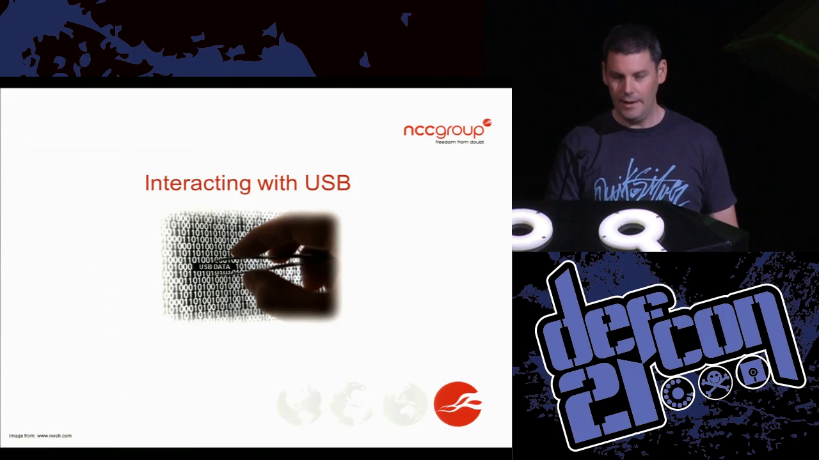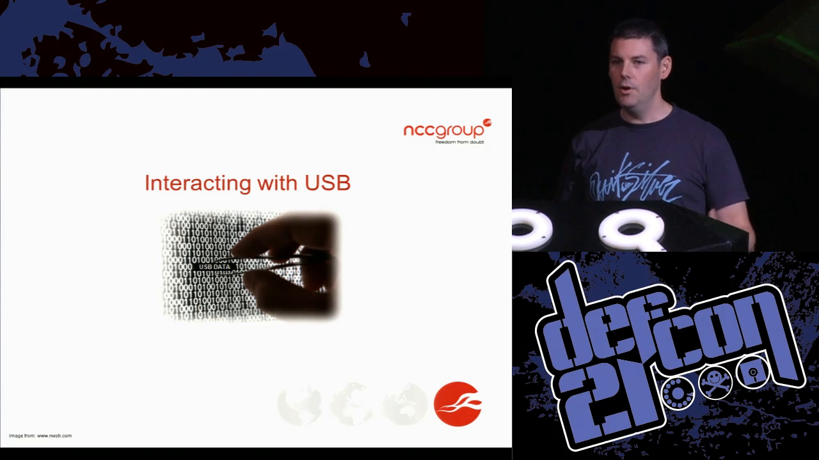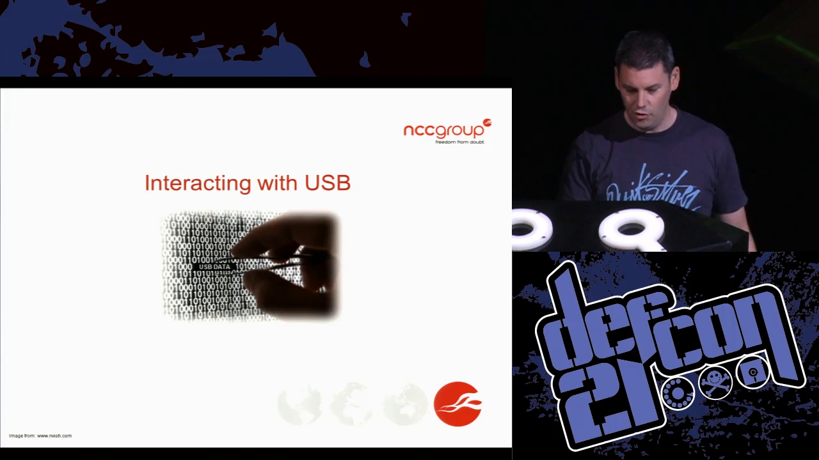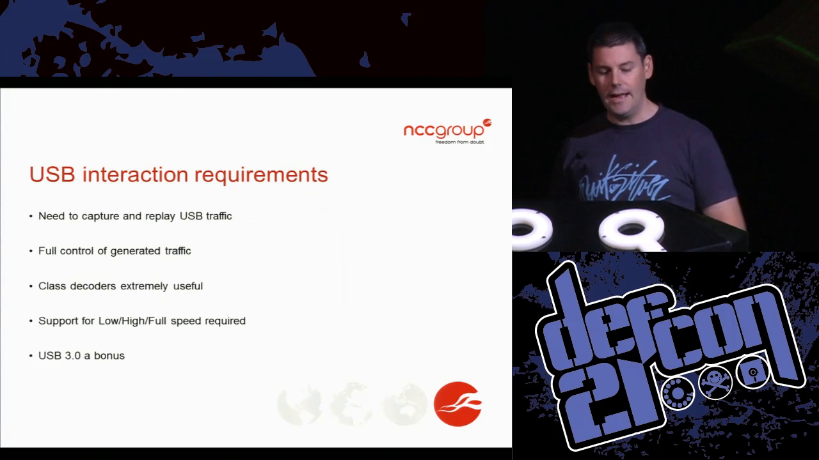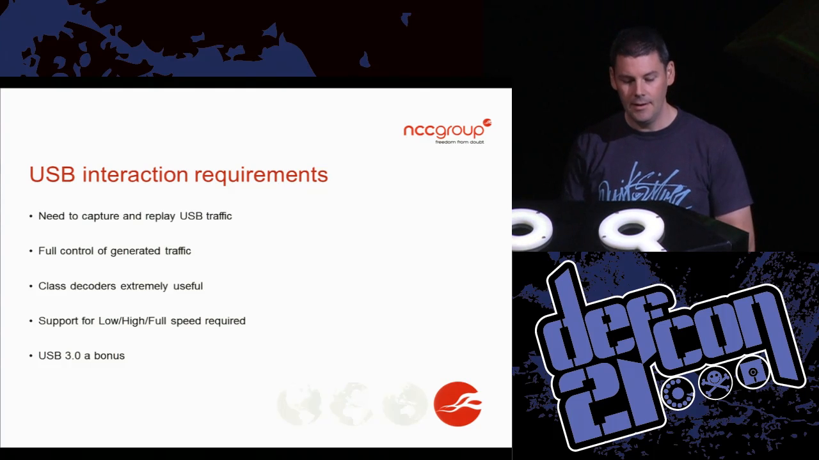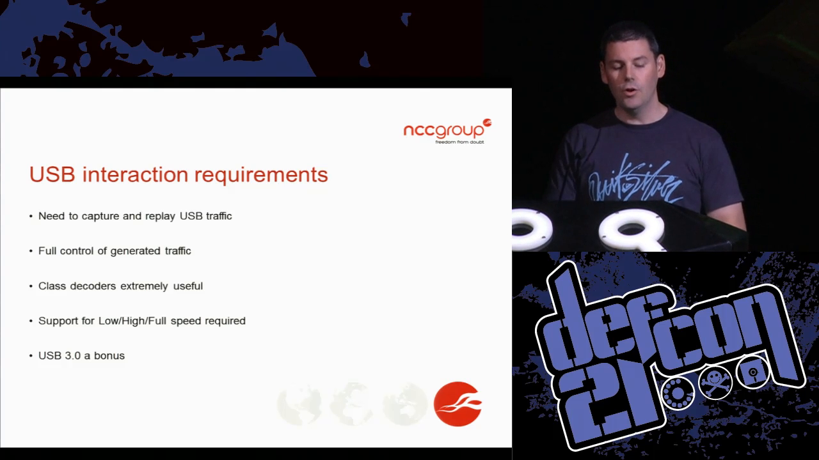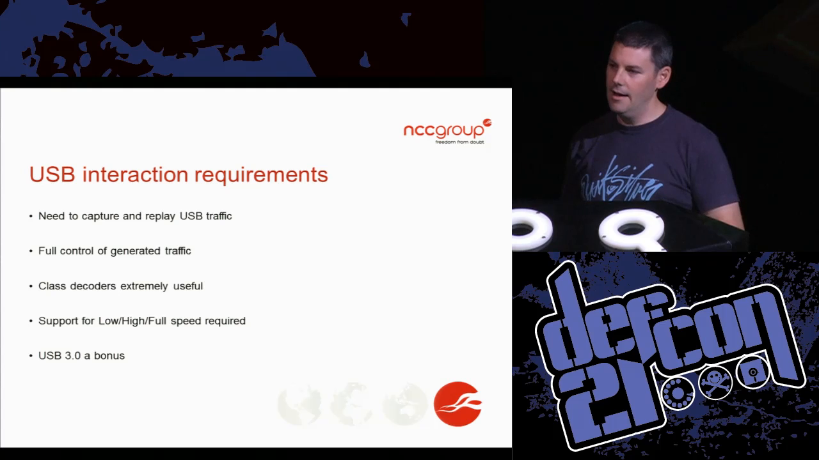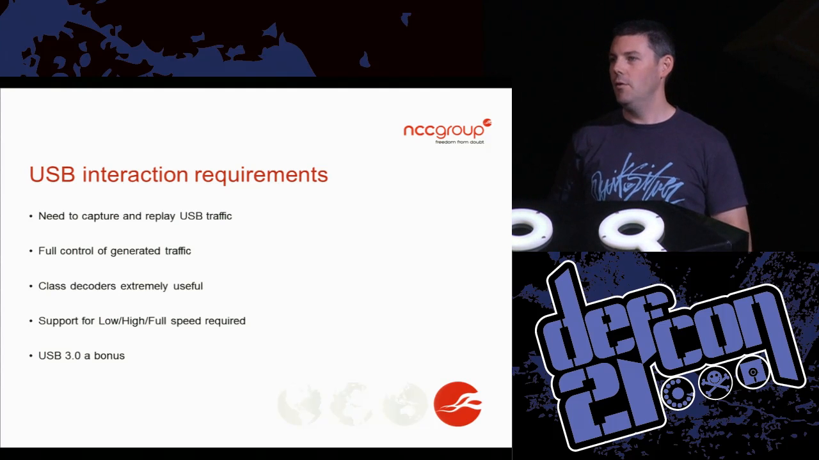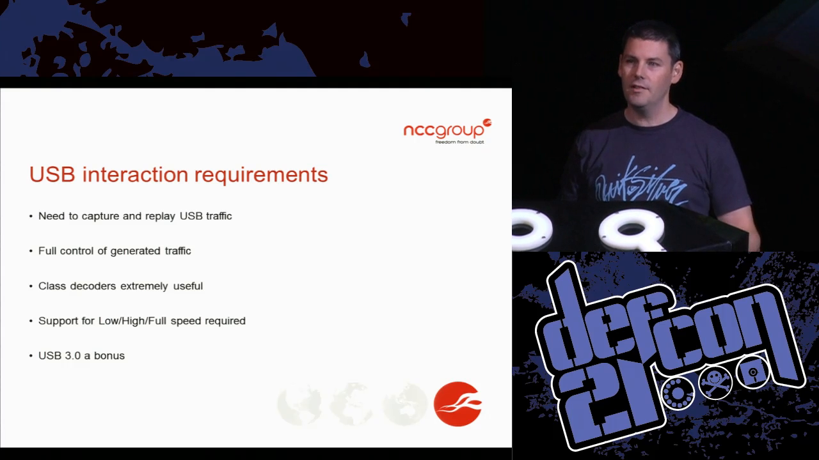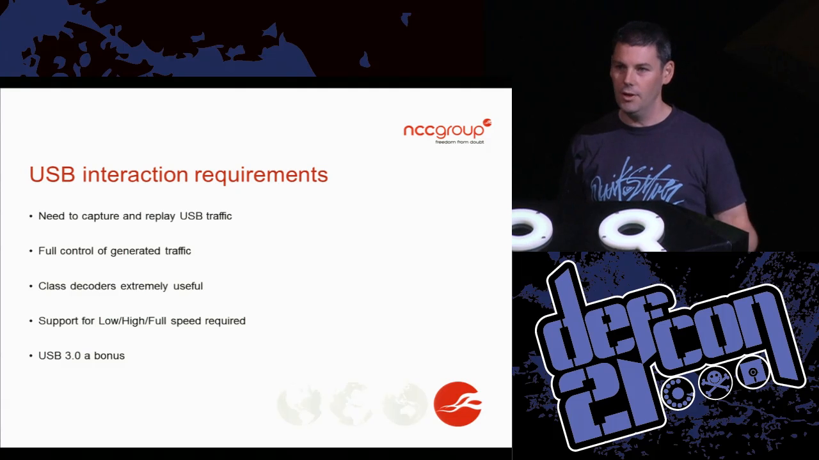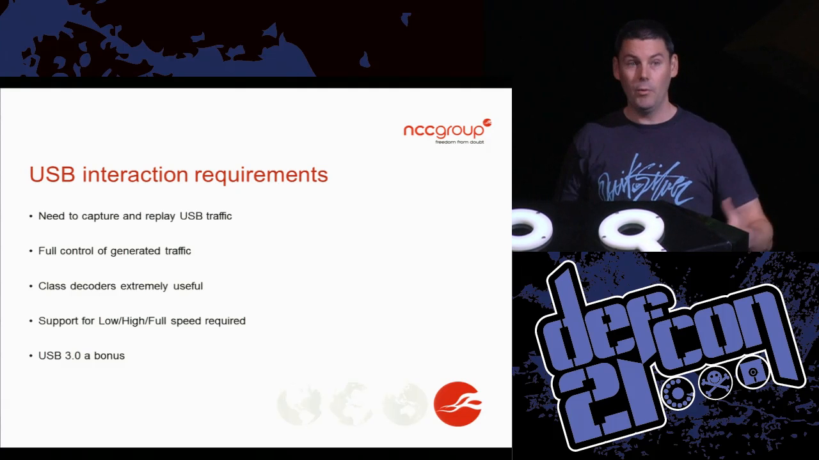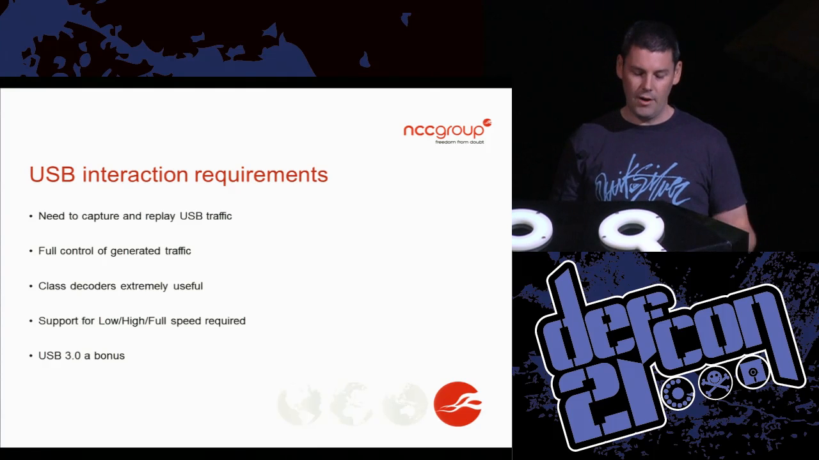Okay, interacting with USB. How are we actually going to communicate with USB to try and gain the information that we want? We need to be able to capture and replay all the USB traffic. We need to have complete control of the generated traffic that we want to create. We don't want to be bound by any of the spec. So, for example, if you were going to purely use some test equipment to do this, a lot of the test equipment will be written to just use or comply with the USB spec, because people generally want to use it to test their kit, whereas we want to use it to generate unusual traffic.